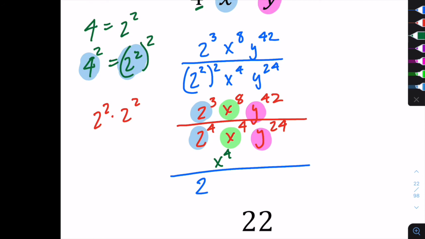And y to the 42 over y to the 24. There are, in fact, 18 more factors of y. Where are the 18 more factors of y? They are in the numerator. So that's what we put. Oh, I was color-coding there. Yeah, sort of color-coded. Okay, great. Y to the 18th. And that's our final answer.